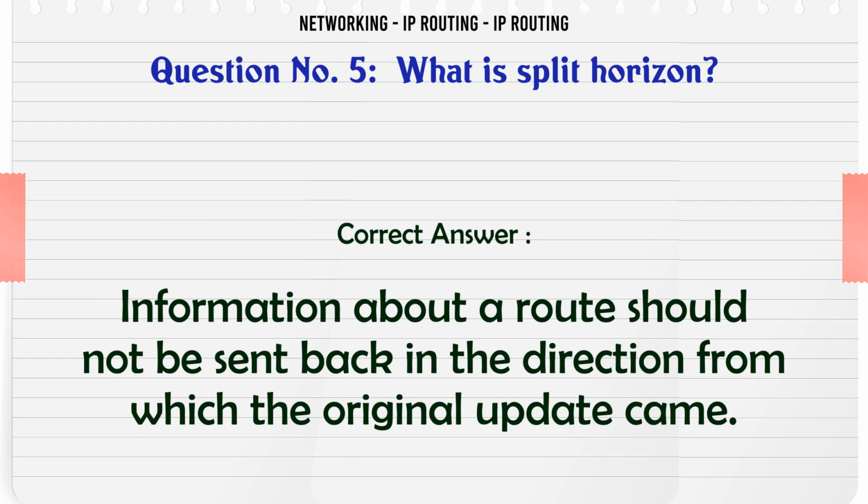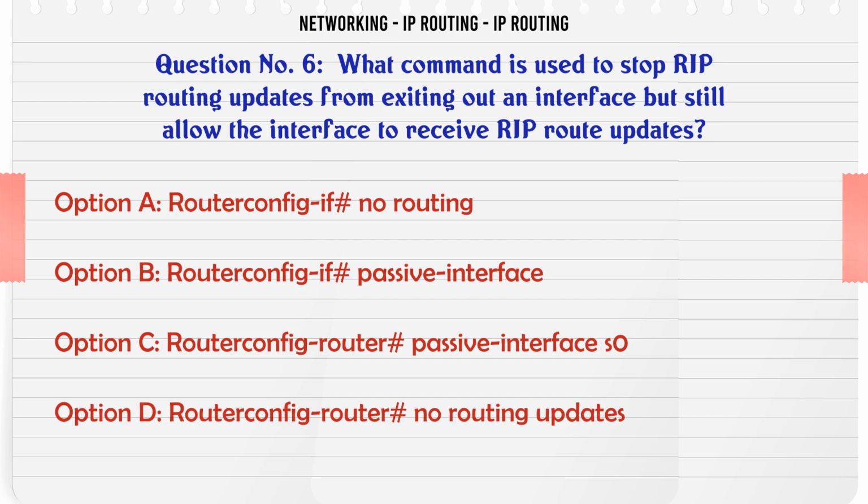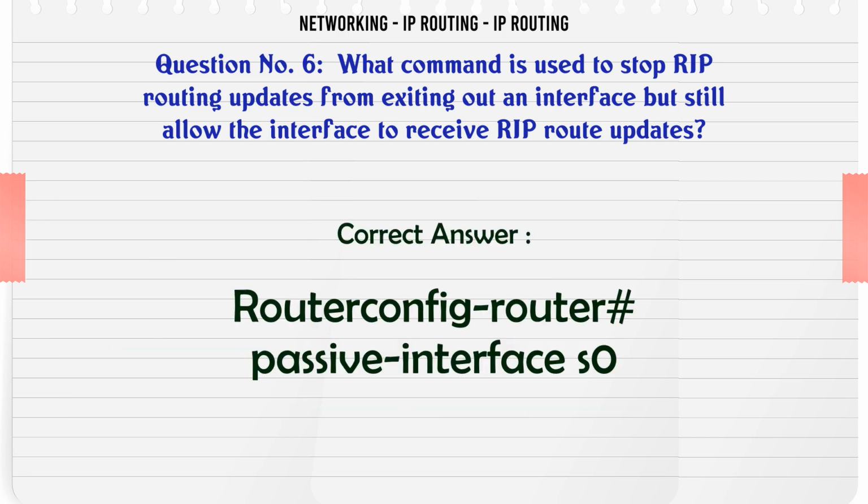update came. What command is used to stop RIP routing updates from exiting out an interface but still allow the interface to receive RIP route updates? A. Router config-if no routing. B. Router config-if passive interface. C. Router config-router passive-interface s0. D. Router config-router no routing updates. The correct answer is router config-router passive-interface s0.